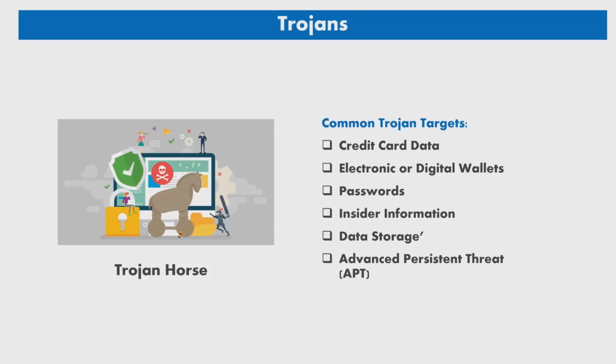Now, the following are the common targets of Trojans, which include credit card data, electronic or digital wallets, passwords, insider information, data storage, and advanced persistent threat or APT.